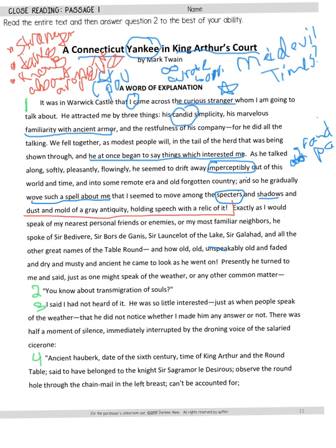Exactly as I would speak of my nearest personal friends or enemies, or my most familiar neighbors. He spoke of Sir Bedivere, Sir Bors de Ganis, Sir Lancelot of the Lake, Sir Galahad, and all the other great names of the Table Round. The Table Round. The Knights of the Round Table? Wow. And how old, unspeakably old and faded, and said just as one might speak of the weather or any other common matter. Wait a minute. Did this guy just seriously talk about the Knights of the Round Table as if he knew them?